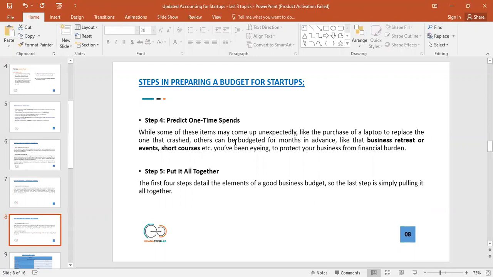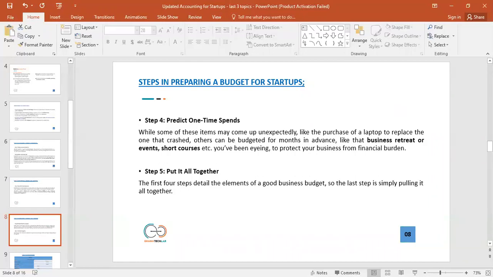And then the last thing is that we now put all these things together. After you have separated or differentiated your costs, you have your fixed cost, you have your variable cost, you have your one-time spends. You now put all these things together with your income, and then you have your budgeted net income.